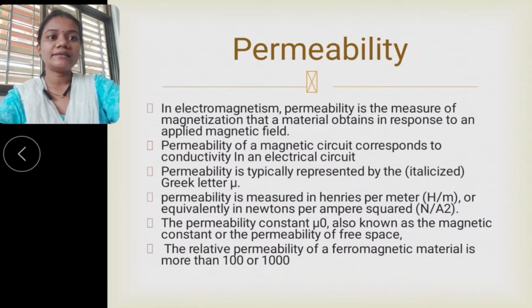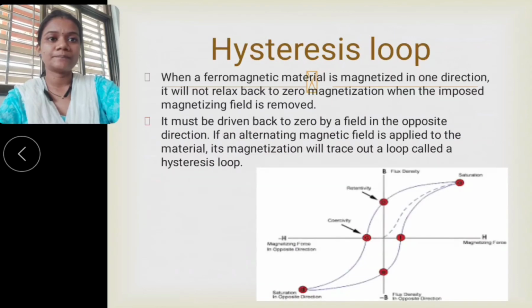Permeability is measured in henrys per meter, or equivalently in newtons per ampere squared. So either we can use henrys per meter, H per m, or newtons per ampere squared. The permeability constant mu 0, also known as the magnetic constant or permeability of free space, we represent by mu 0. The relative permeability of a ferromagnetic material is more than 100 or 1000.